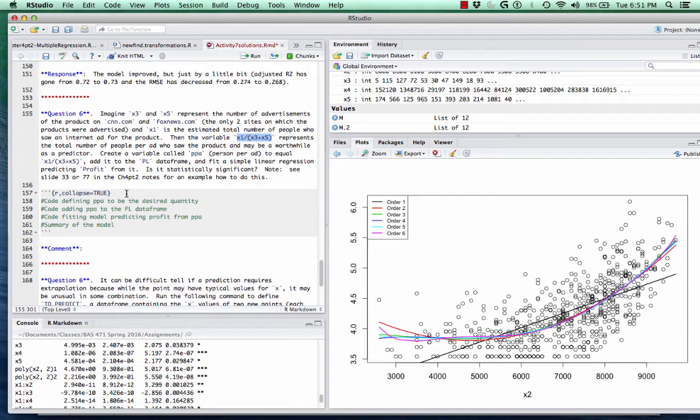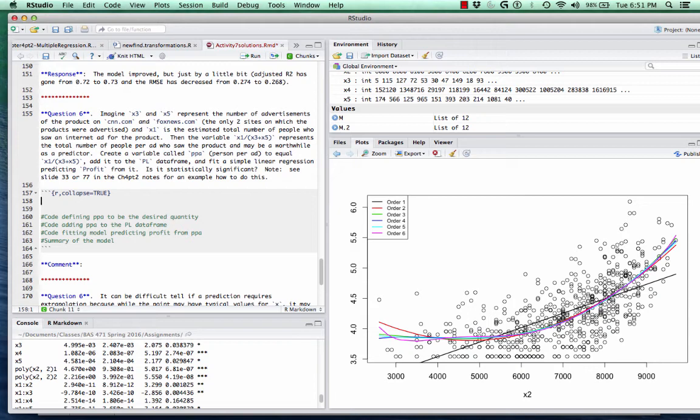All right, so how do we actually go about creating a new variable? Well, in this case, I'm going to call the new variable PPA. So just like I define anything, I'll do PPA, then the left arrow. And then what do I want to do? Well, I want it to be x1 over x3 plus x5. But all those variables live in the PL data frame, so I need to refer to that specifically with the PL $ sign.